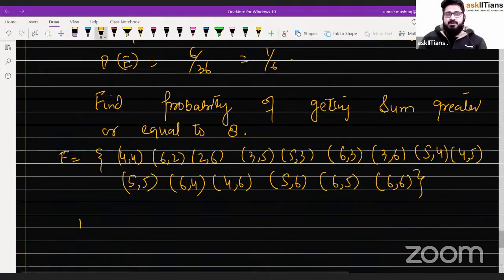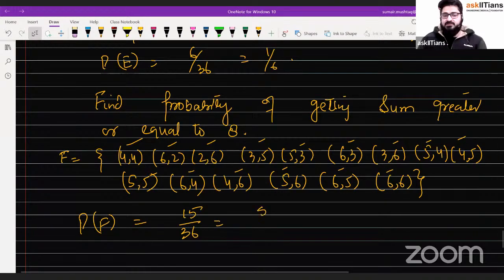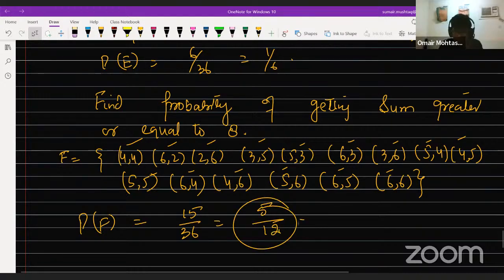So what's the probability of F? 1, 2, 3, 4, 5, 6, 7, 8, 9, 10, 11, 12, 13, 14, 15. So this is 15 over 36. This will be 5 by 12. This is your answer.